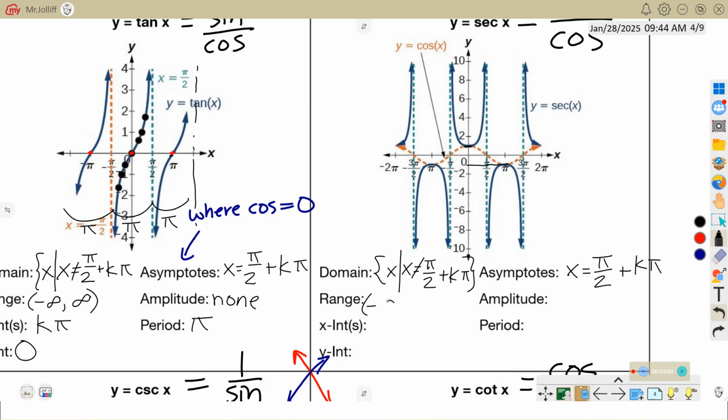I have the negative side from -infinity to -1. And that's a square bracket on the -1 because that point right here touches the cosine curve. It exists right there. And then I'm going to join that with the upper half of the graph, which starts at +1 and goes upward forever. Yeah, good.